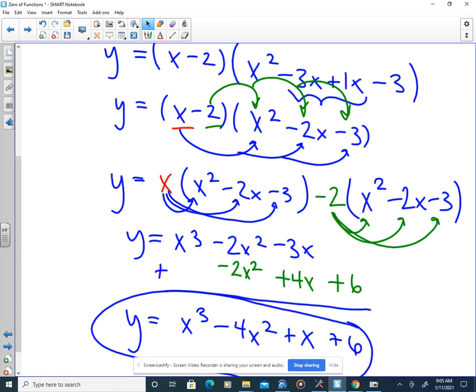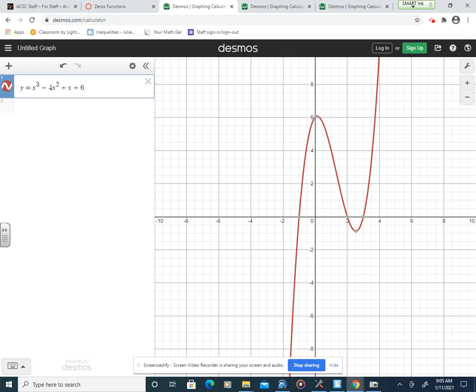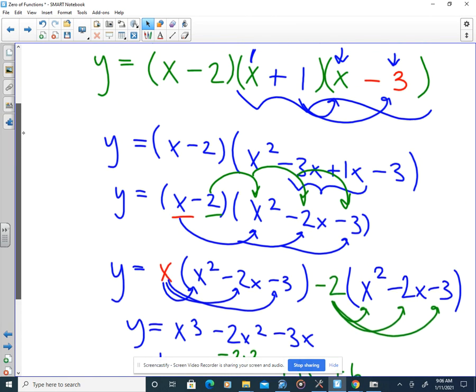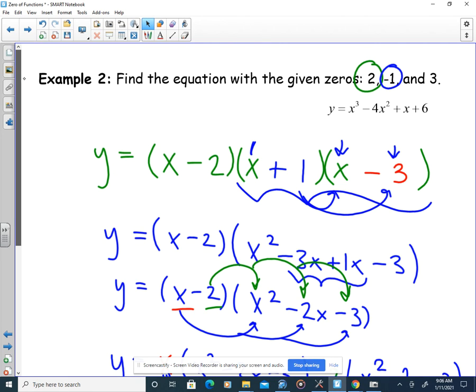Let's do that too. Let's go to Desmos and graph it. So there's my equation. Y equals x to the third minus 4x squared plus x plus 6. Where does it cross the x-axis? At -1, 2, and 3. Those are the zeros that were given to us. -1, 2, and 3. Yep. Alright, so let's do one more here.